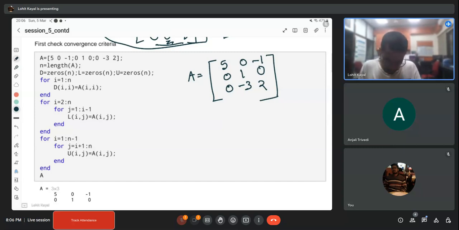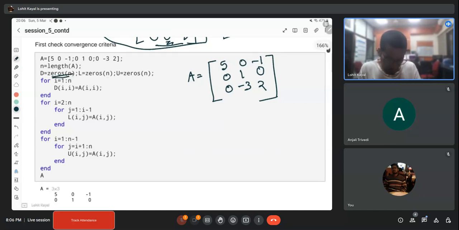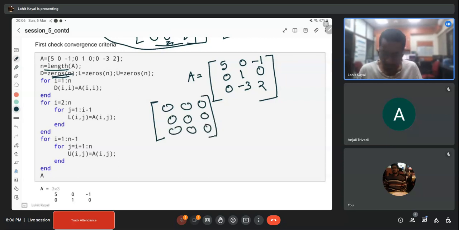Okay. So this is your matrix. Now you need to find what is D, what is L, and what is U. Zeros of n, where n is the length of A, so it will give me 3. Zeros of n will give you a square matrix of size 3. So with n equal to 3, it will give you 0, 0, 0, 0, 0, 0, 0, 0, 0. So this is the meaning of that.